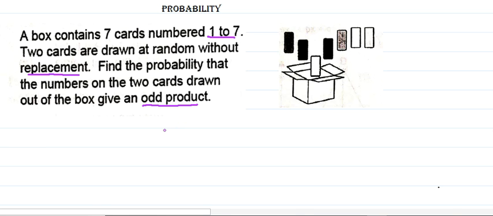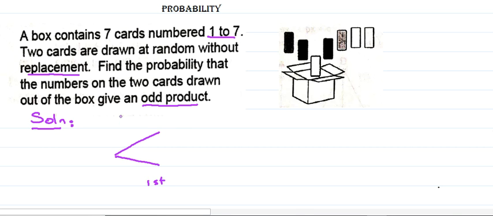So we're looking at drawing 2 cards one after the other, and we want to determine that these 2 cards that we drew will give us an odd product. What's the probability of that? Now the best way to answer this question would be to draw a tree diagram. So if we look at how I'm going to approach it, we're going to start and look at our first draw.